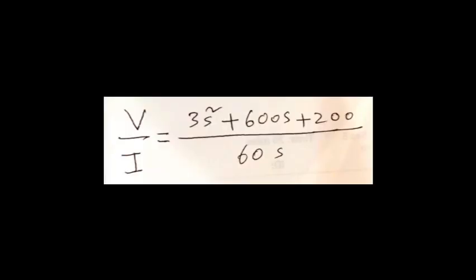What did we achieve with all this computing? Suppose this series RLC circuit represents a controller, then voltage to current transfer function is basically 3s square plus 600s plus 200 divided by 60s.